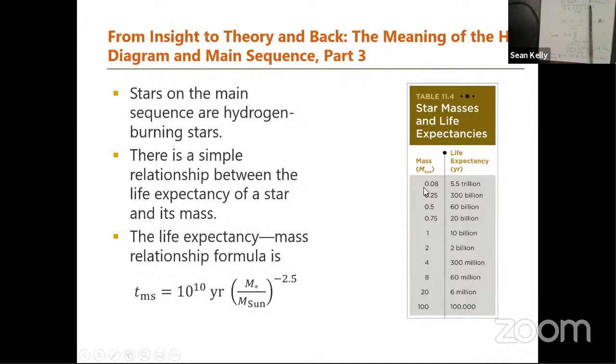Now let's go the other way. The smallest star, which can be a star, is 0.08 solar masses, 8% the mass of the sun, right? That's enough to start the fusion process and become a star. These stars, which are called red dwarfs, will live for 5.5 trillion years, trillion years. Okay, now let's go ahead and stop for a moment. And I need you to remember that the universe right now is 13.6 billion years old. Okay.